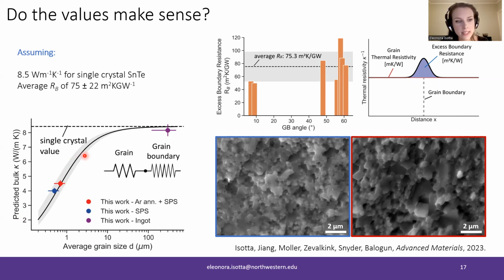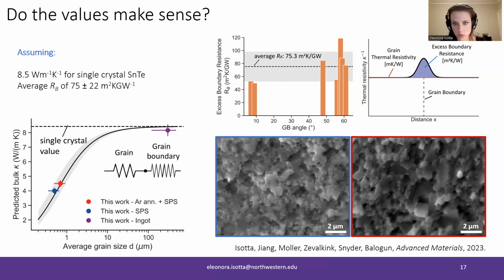And we can see that we find quite good agreement with thermal conductivity values measured for some polycrystalline samples that were independently synthesized and measured. So this suggests that the Gibbs excess method might indeed be appropriate to extract an equivalent Kapitza resistance for grain boundaries from the thermal conductivity imaging.